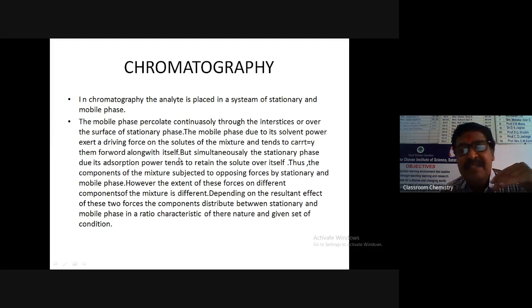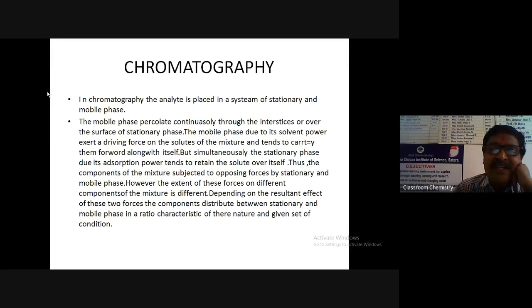That means the mobile phase, when it goes in an upward direction, carries the solute along with it, and this solute is carried due to the solvent power exerted as a driving force on the solute. But simultaneously, the stationary phase, due to its adsorption power, tends to retain the solute over itself. And at the same time, the adsorption power of the stationary phase is exerted on it, and because of this the components in this solute get retained, they stop, at different places.